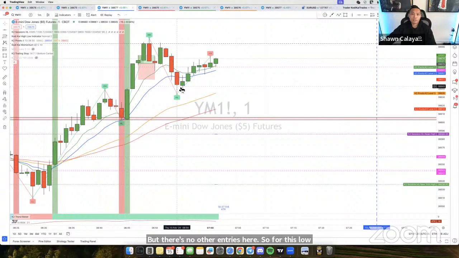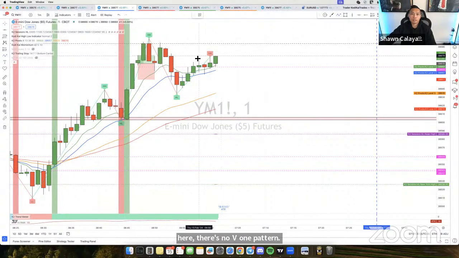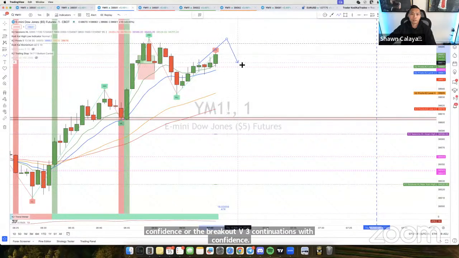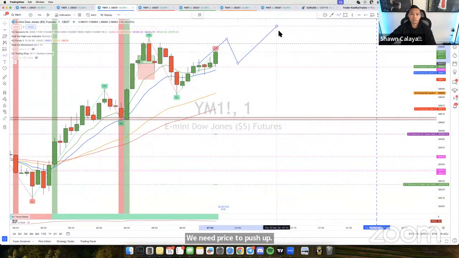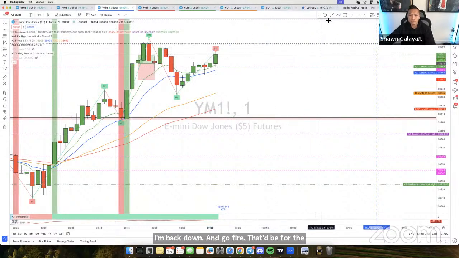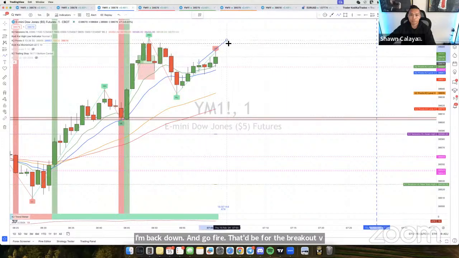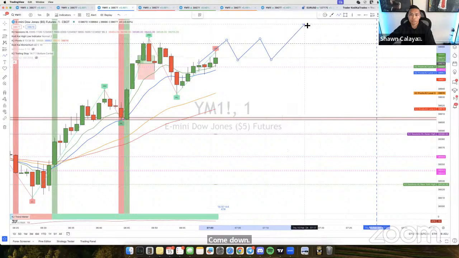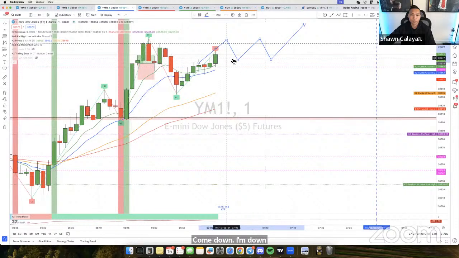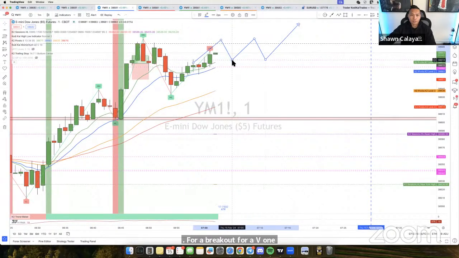There's no reversal pattern. So in order for us to have entry here for any of the V1 variations with confluence or the breakout V3 continuations with confluence, we need price to push up, come back down, and go up higher. That'd be for the breakout V3 continuation. Or same situation, look for price to push up, come down, come up, come down, come up for a breakout for a V1 variation with confluence. Those are the two different patterns there.